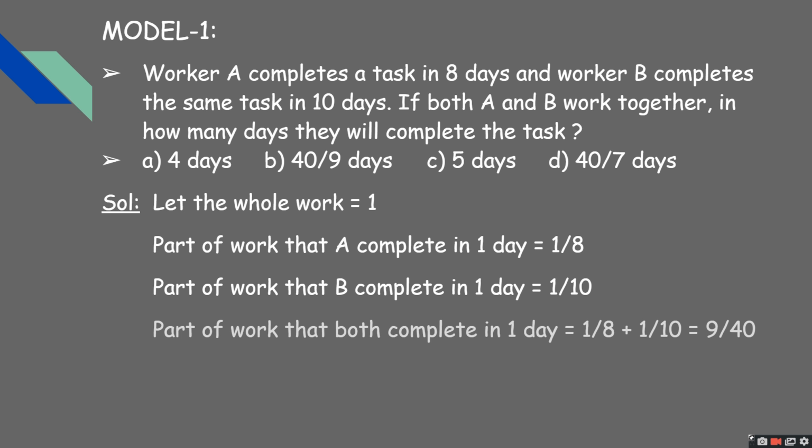So, the part of the work that both complete in 1 day is 1 by 8 plus 1 by 10, which gives 9 by 40. 9 by 40th work is completed in 1 day. Hence, the number of days to complete the task by both A and B is 40 by 9 days. Hence, option B is correct.